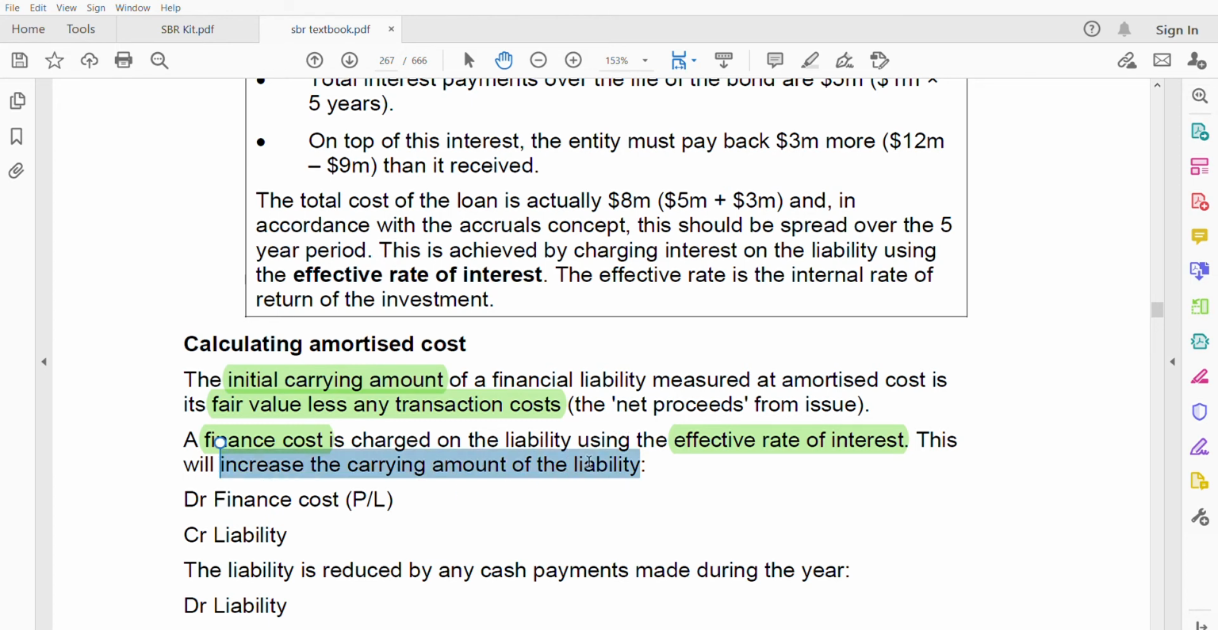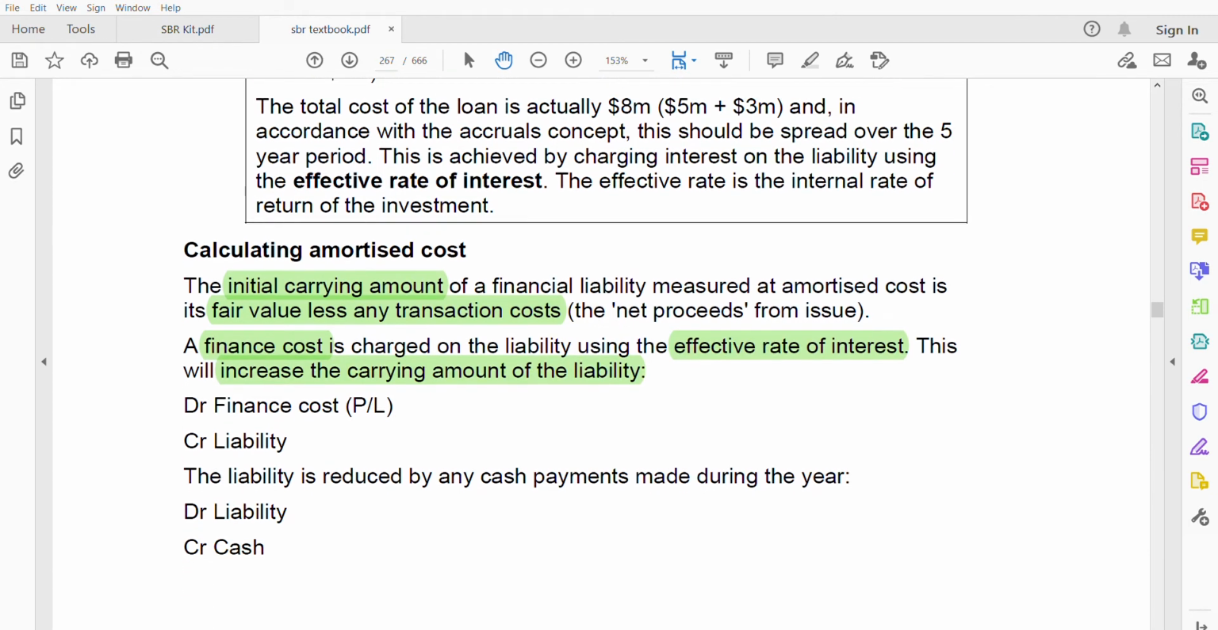Increase the carrying amount of the liability, the interest. Understand? So what is the journal entry for it? Where does the interest go? It is debited. It's an expense. It's in the P&L. So debit finance cost, liabilities are credit. So credit liability, because it will increase. Finance cost will increase your credit liability. So credit liability.